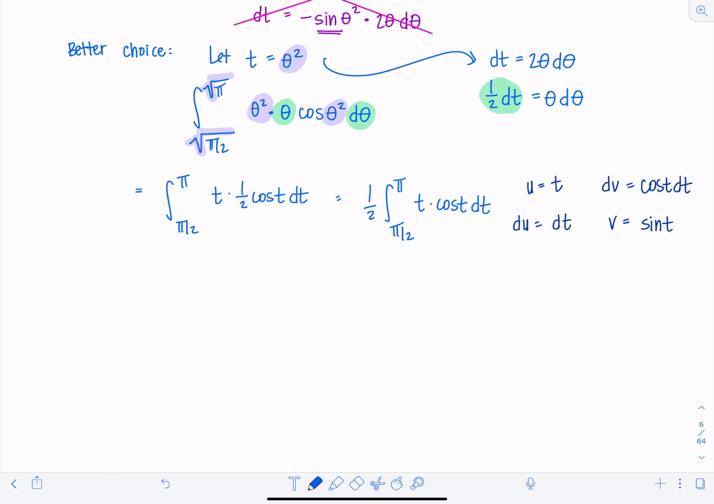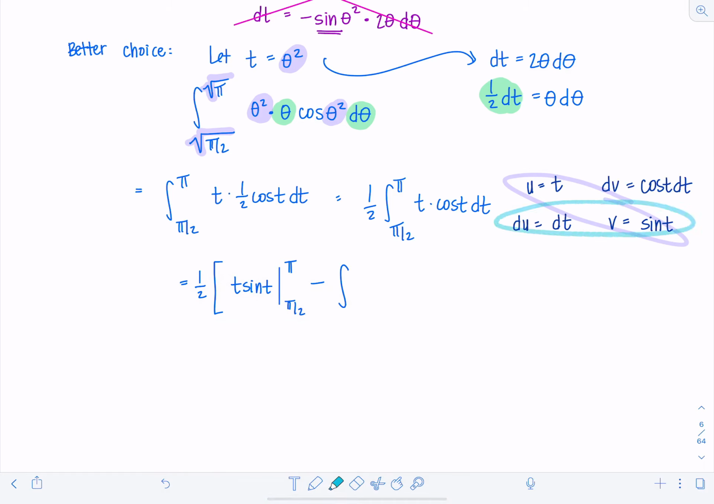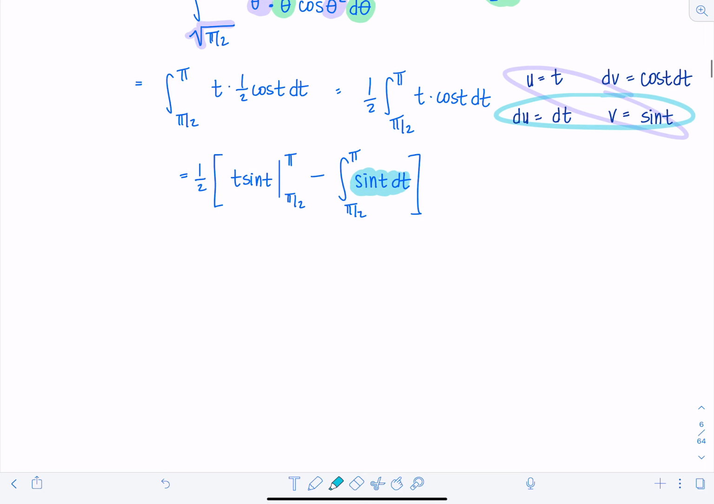So here we go. Remember, we've got that 1/2 sitting out there, applied to the whole thing. So I'm going to put some brackets now. And then we have uv, so t sine t, evaluated from pi over 2 to pi, minus integral of v du. So that's going to be sine t dt from pi over 2 to pi. Okay. Can we evaluate this antiderivative? I certainly hope so. If not, ooh.